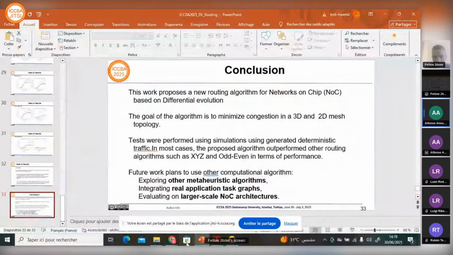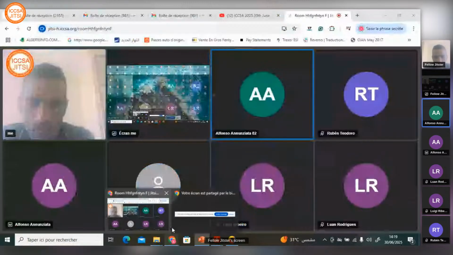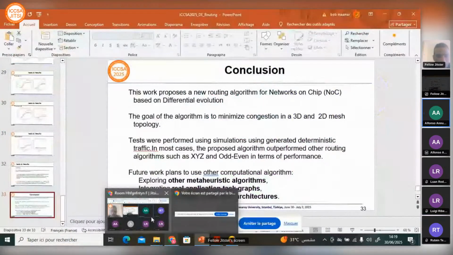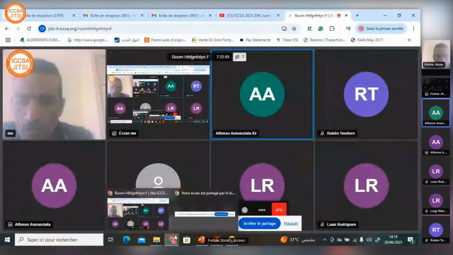I just have one. How do you set the parameters for the algorithms? For the DE, you have a lot of parameters. How do you set them? How do you choose them?